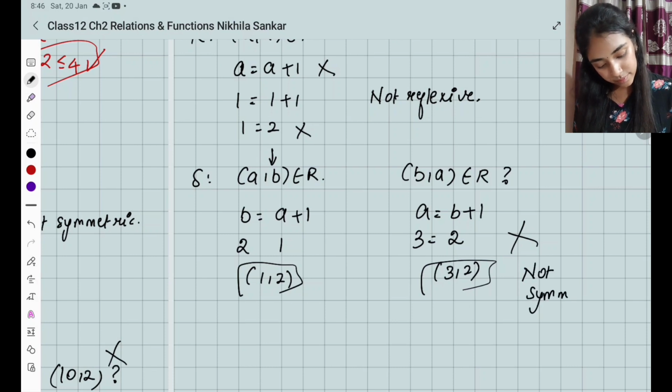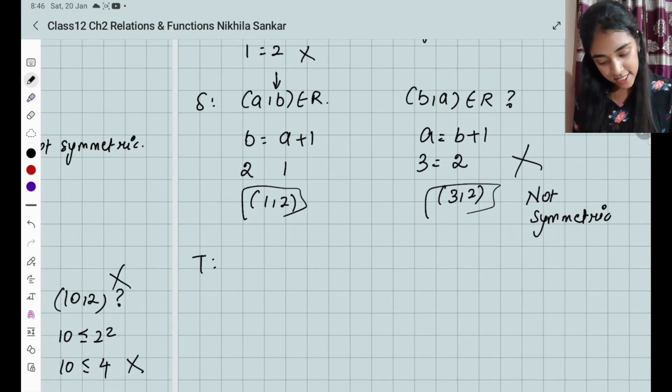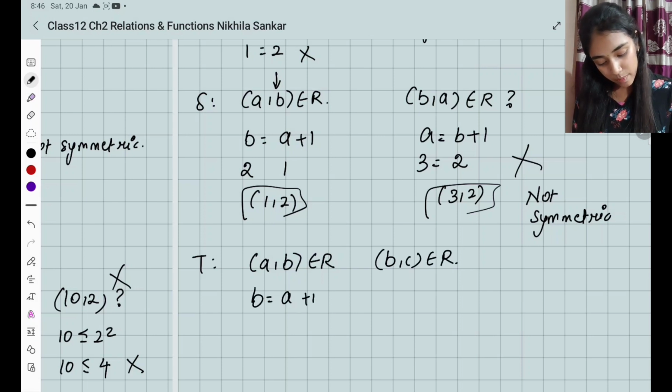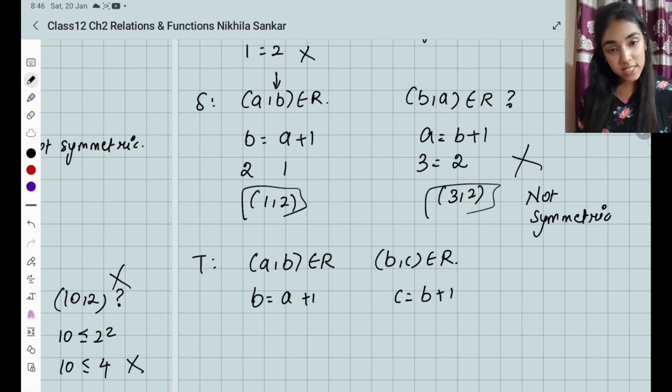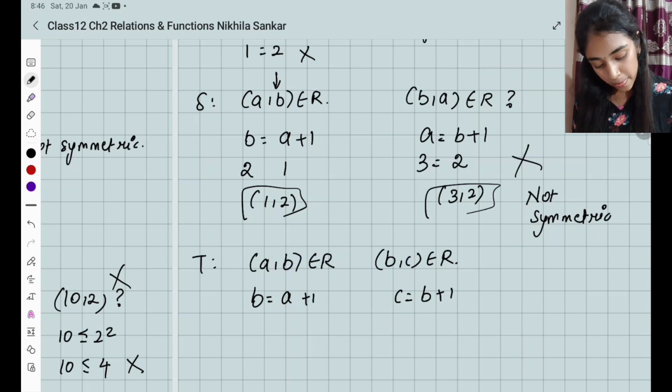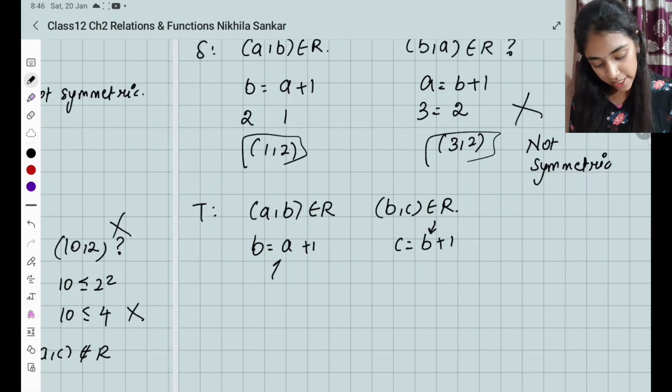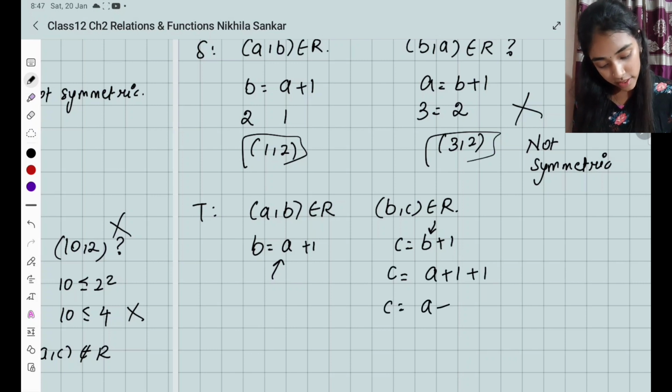Okay? The last case, transitivity. For transitivity, you have a comma b belongs to R and b comma c belongs to R, which means b equals a plus 1 and c equals b plus 1. Now, can we prove a equals c plus 1? So in this place I'm going to substitute. What can we substitute? From here I have b equals a plus 1. So if we substitute here, I have a plus 1 plus 1. So c equals a plus 2 comes.